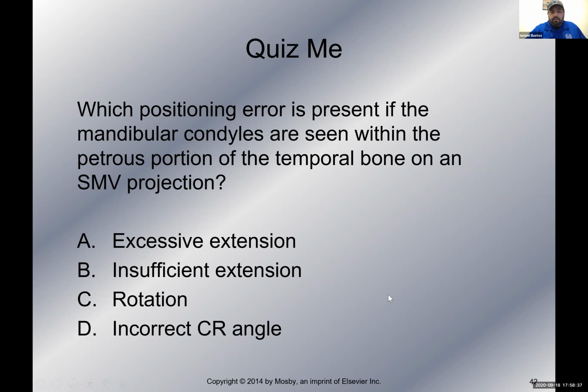Okay, insufficient extension. Now, you won't see both those answers, like insufficient extension or CR not perpendicular to the IOML. It'll be one or the other. But the best answer here would be insufficient extension. You could make a case for incorrect CR angle because the CR needs to be perpendicular to the IOML. But the best answer here would be insufficient extension.